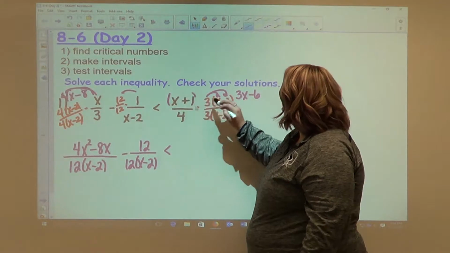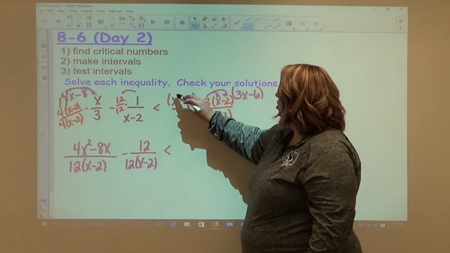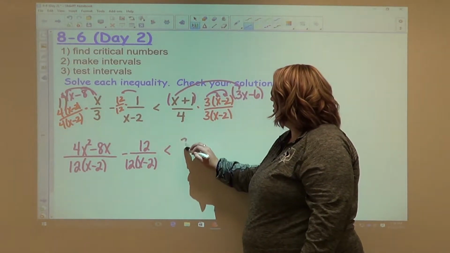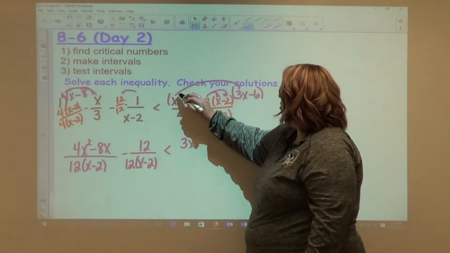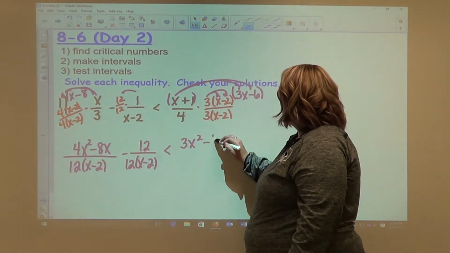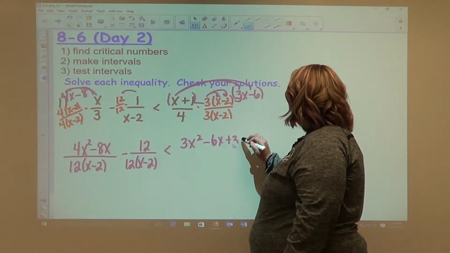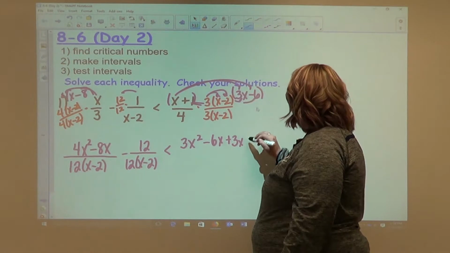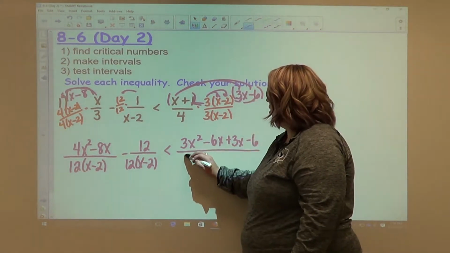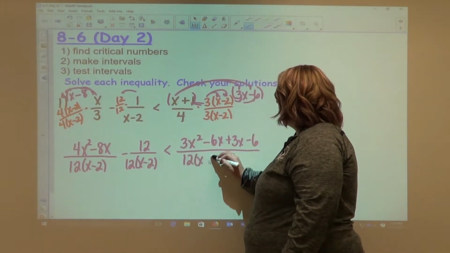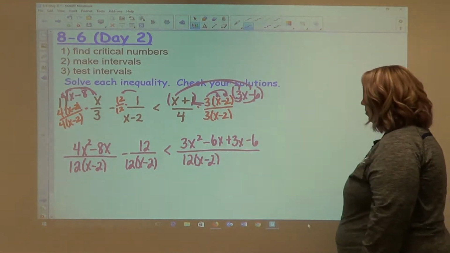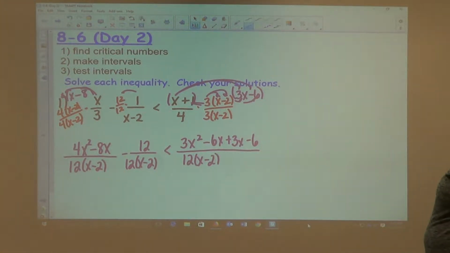Okay, there's 2 parts here, so you're actually going to have to FOIL. So this would be 3x squared minus 6x plus 3x minus 6 over 12 x minus 2. Okay, all the denominators are the same. Now here's where it's different.